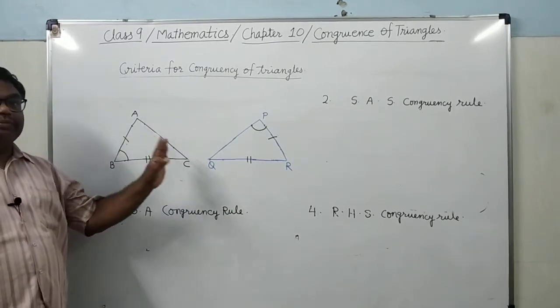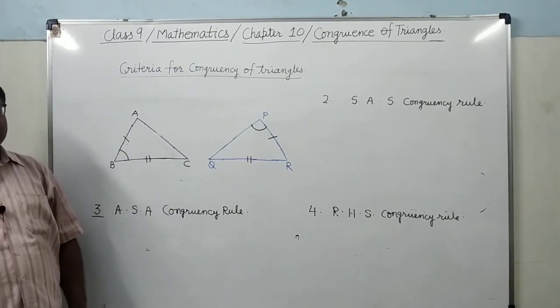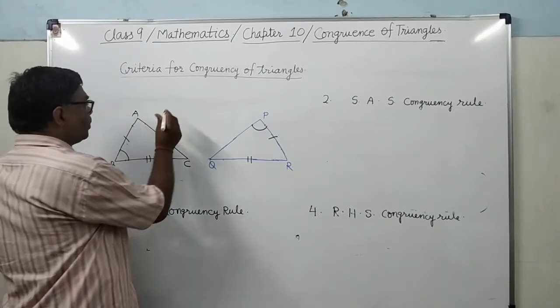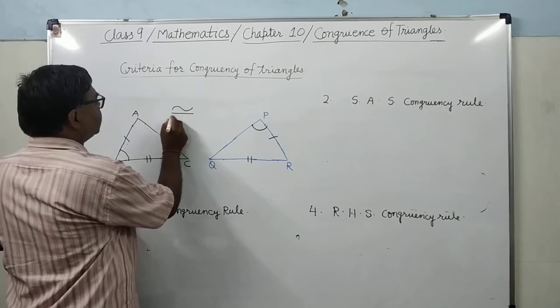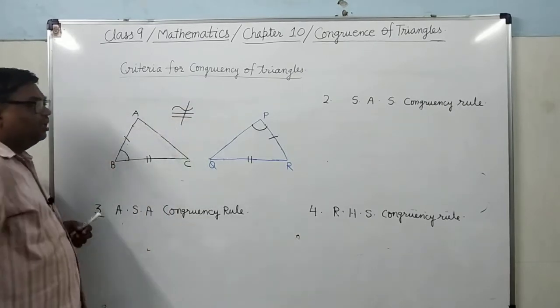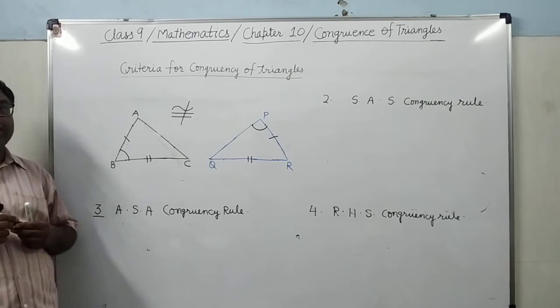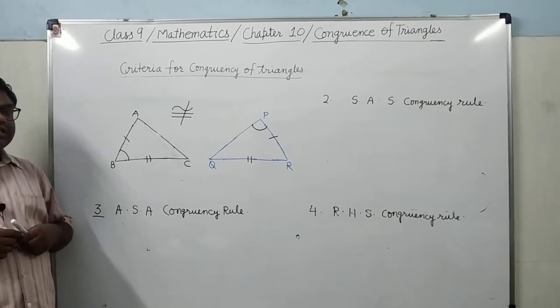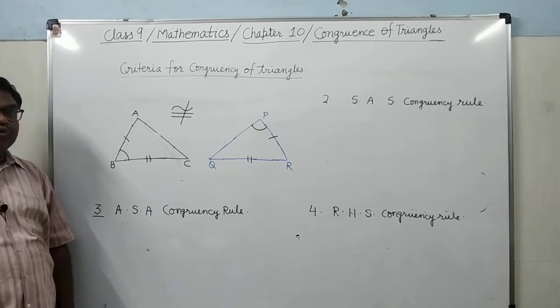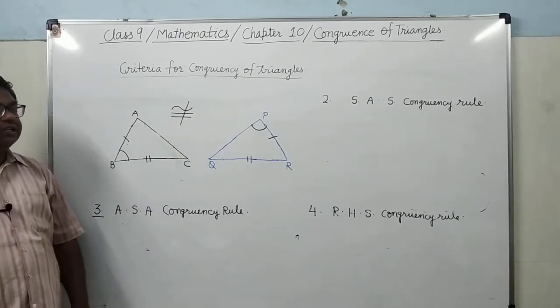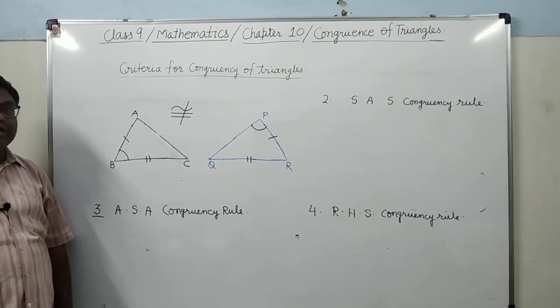Therefore they cannot be congruent. It is clear. They cannot be congruent. How will you represent? You will represent it this way. It's clear. Triangle ABC is not congruent to triangle PQR. These two triangles are not congruent. Why? Because they are not fulfilling the criteria for proving congruency.